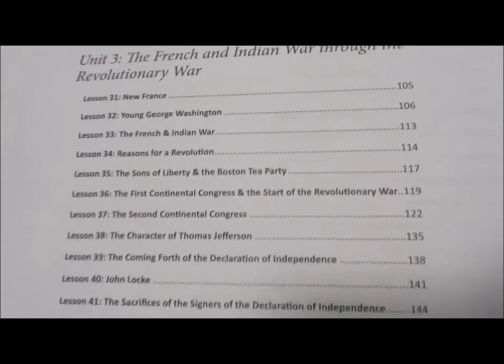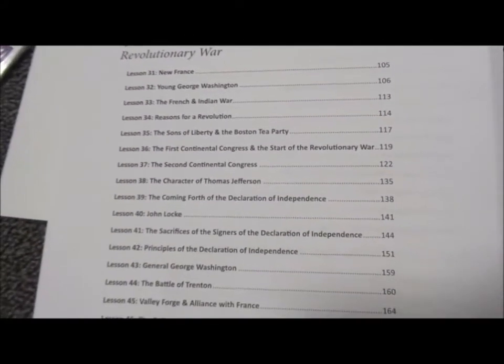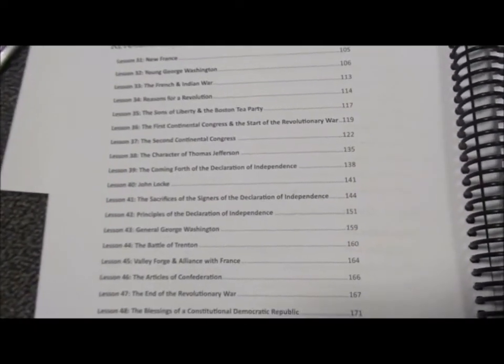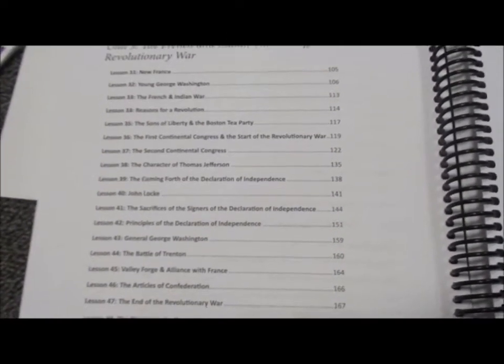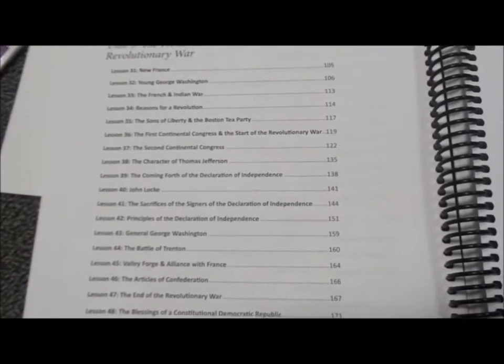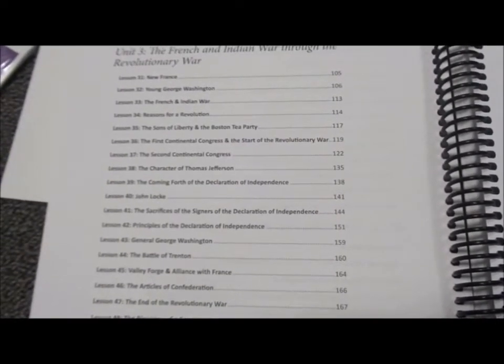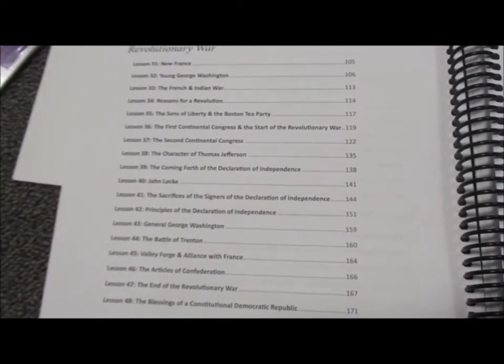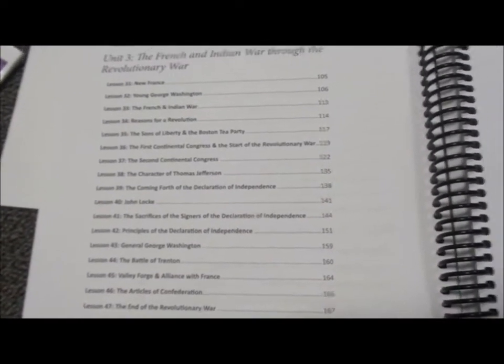Unit 3 covers the French and the Indian War, and it goes to the Revolutionary War. It doesn't include a lot about the Revolutionary War, but it does include some. We did supplement this with Drive-Through History's Revolutionary War CD set, and I'll put a link to that in the comments section of this video.